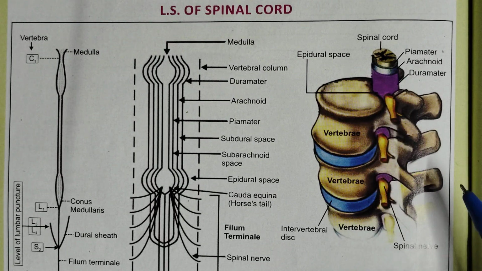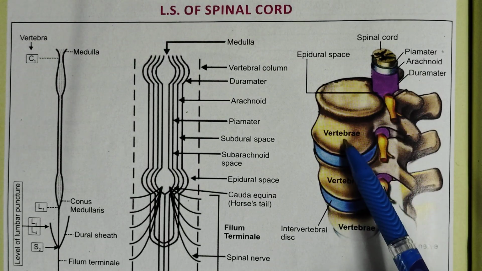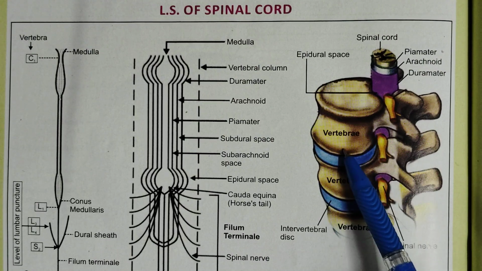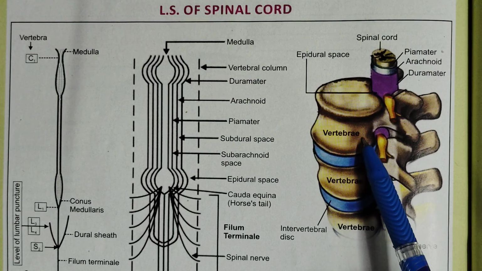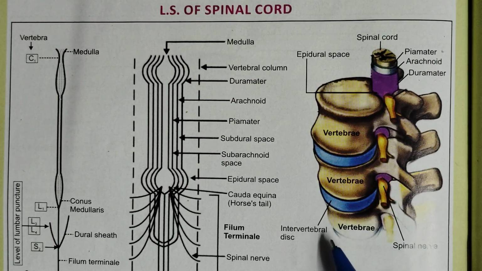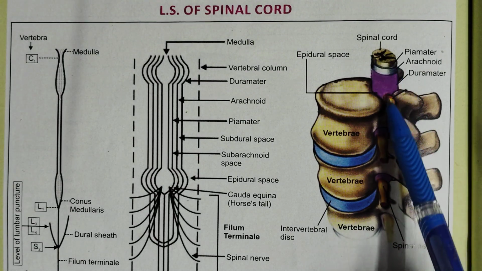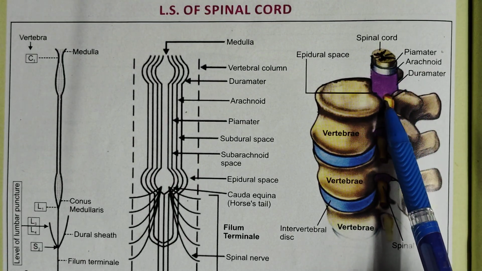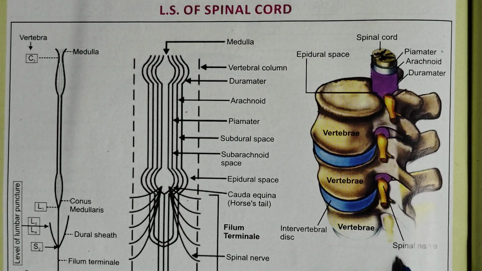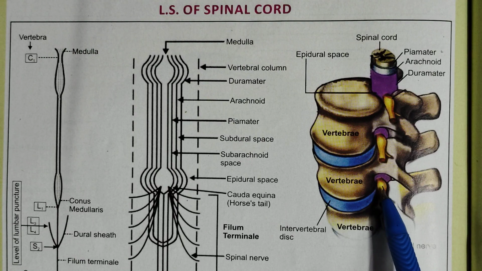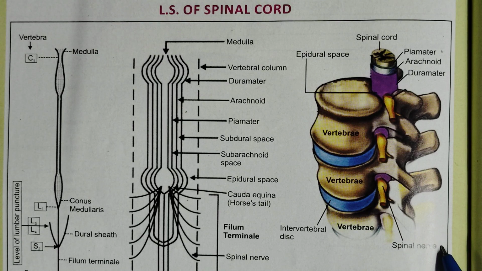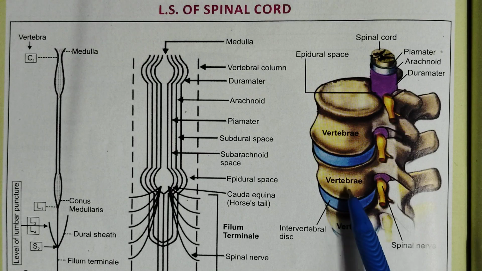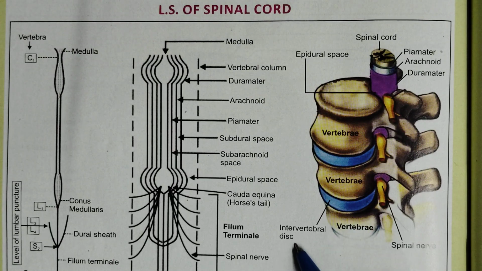There are some parts, and every part is separated; each of these parts is called a vertebra. Between the hollow part there is the spinal nerve, and every vertebra is linked with a spinal nerve. Between two vertebrae there is an intervertebral disc.